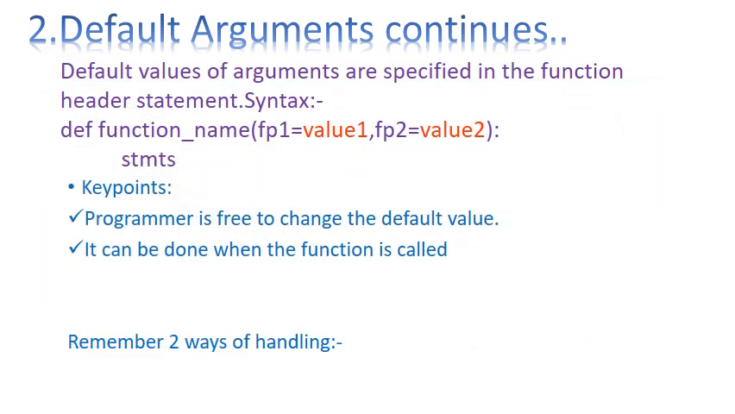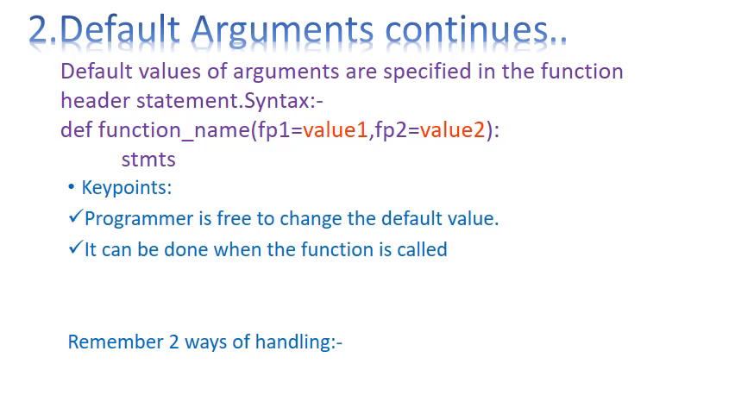Default values of the arguments you can specify in the function header statement as I have told you earlier. Again I have written here its syntax. First you should write def followed by the function name within brackets. First formal parameter followed by an equal to its value, then the separator, then second formal parameter equal to its value, and I have closed the bracket of the function and then a colon should be given.